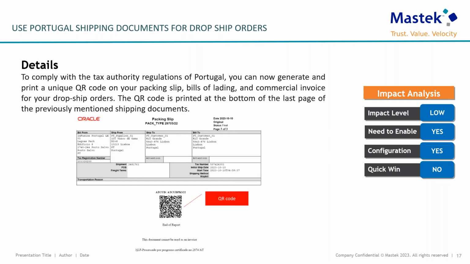Moving further, the next update is related to use Portugal shipping documents for dropship orders. To comply with the tax authority regulations of Portugal, you can now generate and print a unique QR code on every packing slip, bill of lading, and commercial invoice for your dropship orders. The QR code is printed at the bottom, as you can see in the screenshot on the screen, at the bottom of the last page of the previously mentioned shipping documents. So we need to enable this feature. We need to do the configuration to present the QR code in our packing slips. It will not be a quick win.